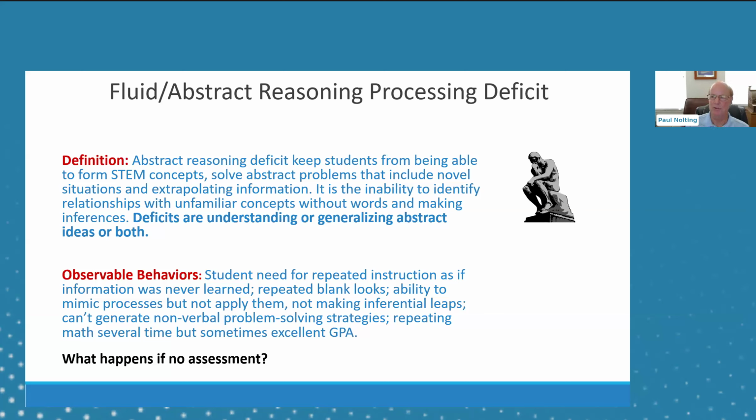They can't make inferential leaps. They can't generalize from verbal and nonverbal information. They may be repeating math and some of the chemistry several times. We can really measure this. And this is the #1 processing deficit that affects math learning. Number 2 is working memory and short-term memory, the working memory that Aimee was talking about. The other one is long-term memory. But this one is very difficult.